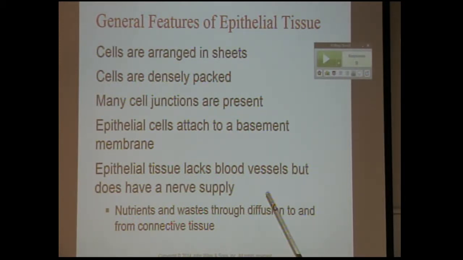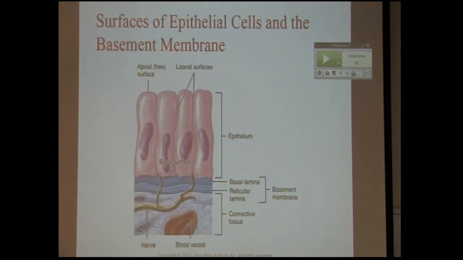So the only way that those cells can get nutrients is through diffusion from the connective tissue. And as we'll see in a little bit, connective tissue is full of blood vessels, which means there's lots of blood and nutrients going through connective tissue. So those nutrients just leave the connective tissue and diffuse over to the epithelial tissue. You can kind of see that here.